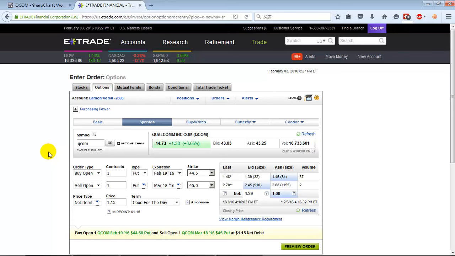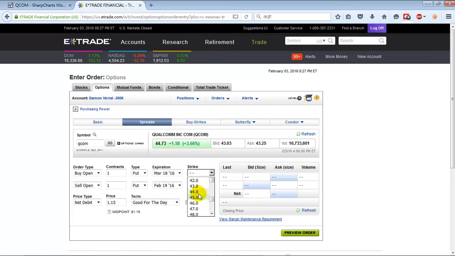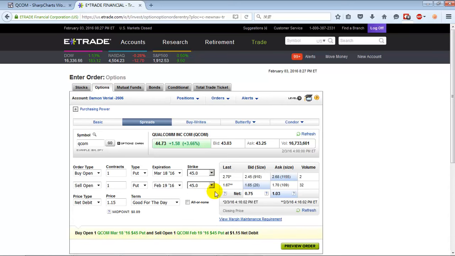Another option is if it goes down and you've got puts and you believe that the stock is going to continue on downward, you can buy back... Sorry, I screwed this up. All right, let's take a step back real quickly. You're going to buy the further one out. The strike prices are the same. You're going to sell the closer one.